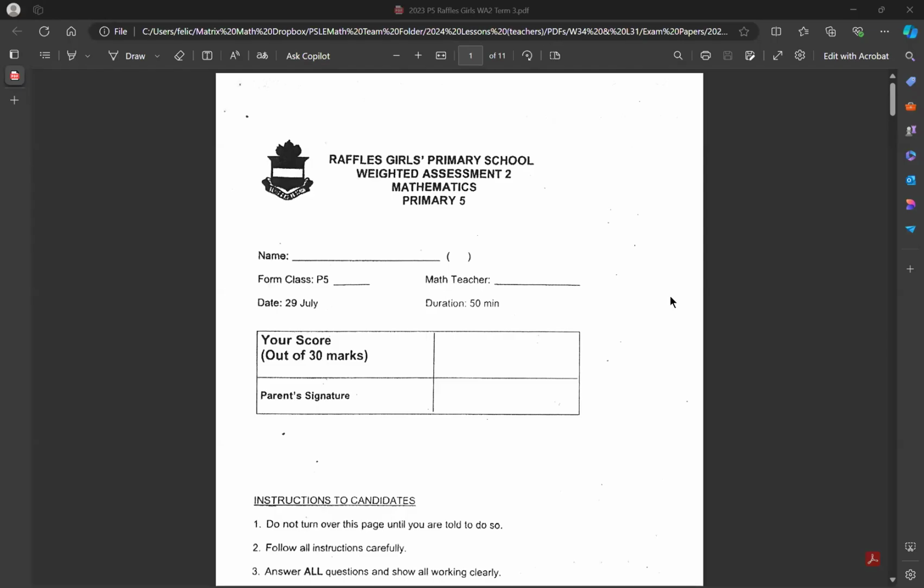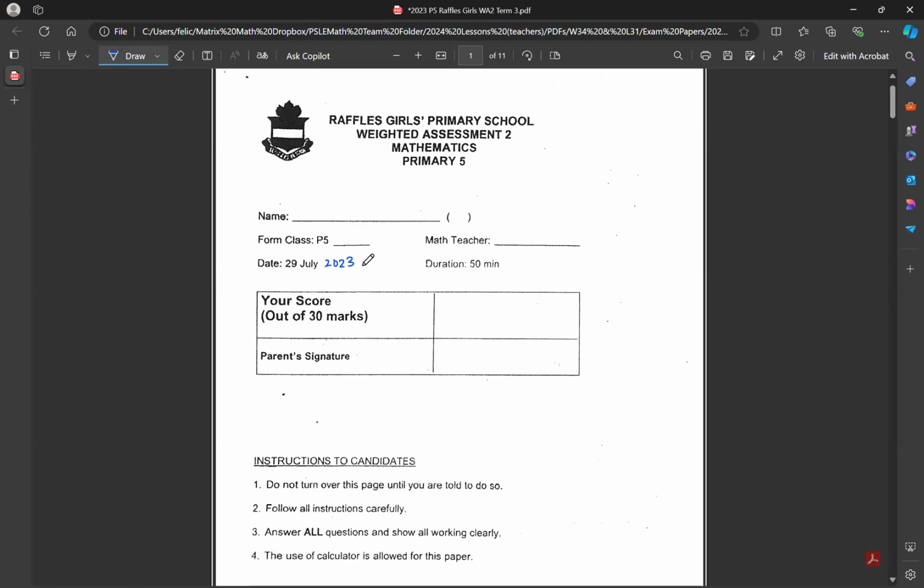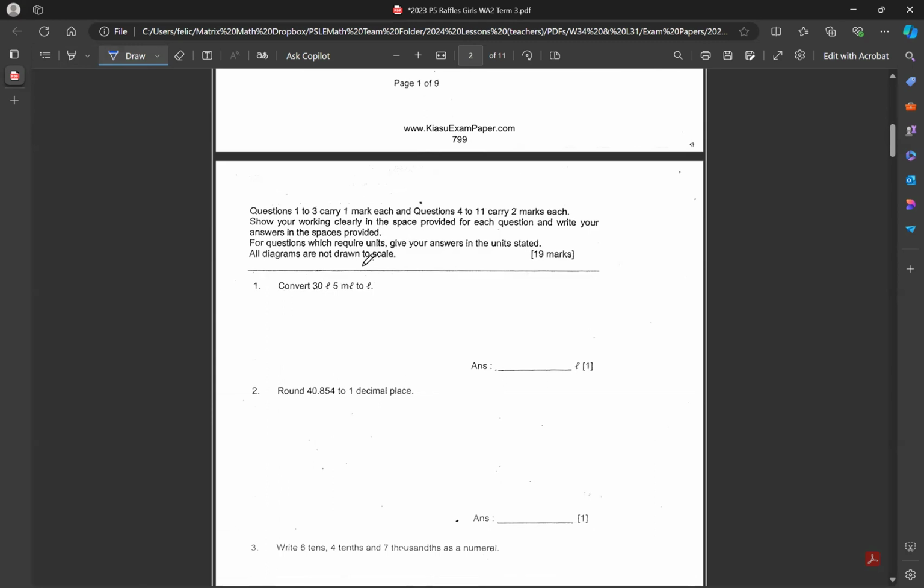Okay, today I'll be going through this Raffles Girls primary paper. It's a WA2 P5 2023 paper. Just take note that it's 2023. It's not written here. Okay, so let's begin.